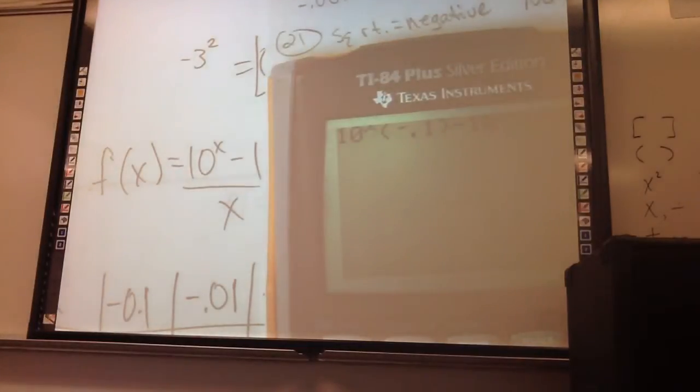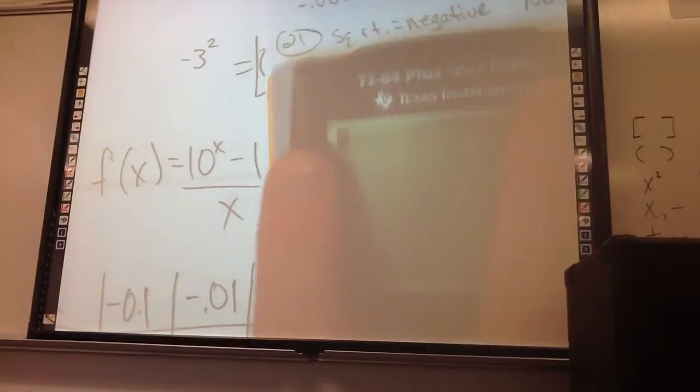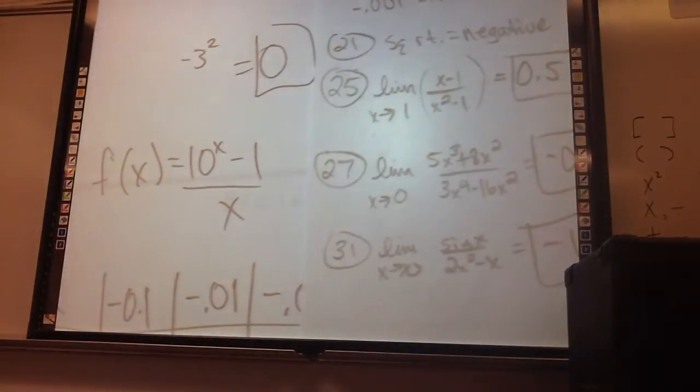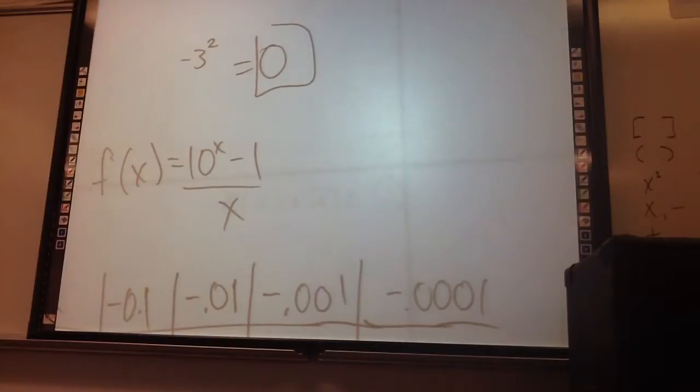Otherwise, the calculator will do 1 divided by first. You could just find the answer and then divide by negative 0.1. Or just put parentheses around the top so that the calculator does the top first and then divides by x. That's good learning.